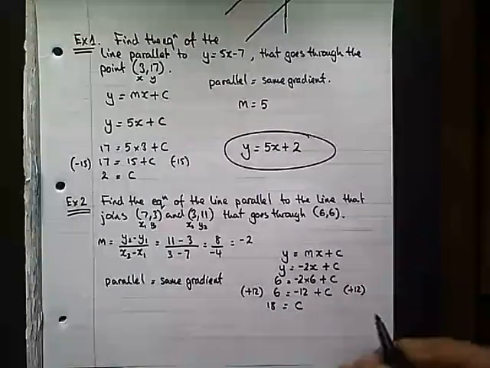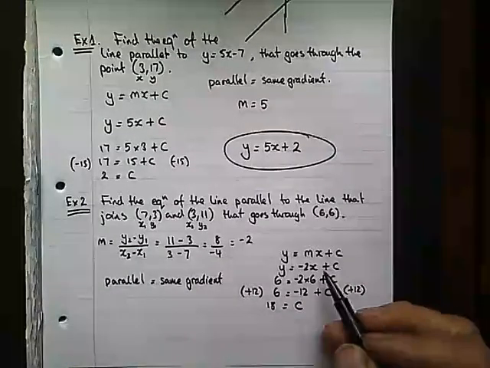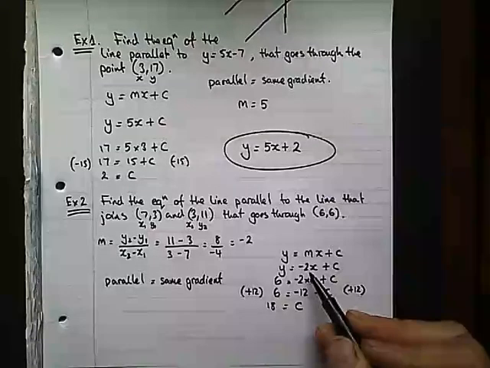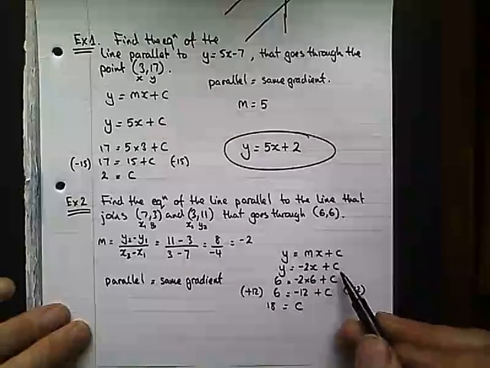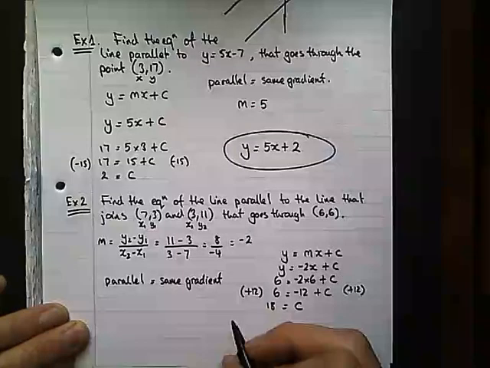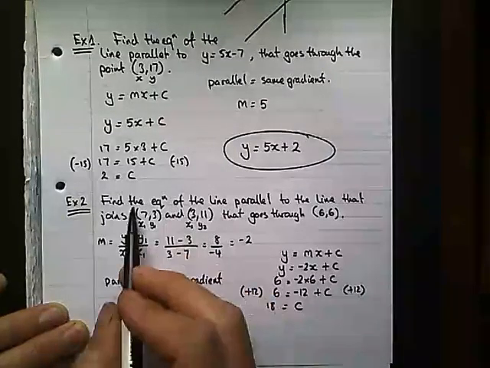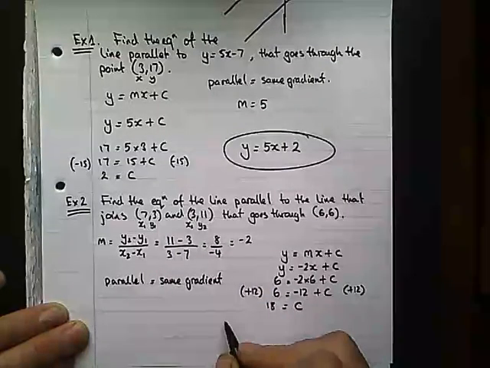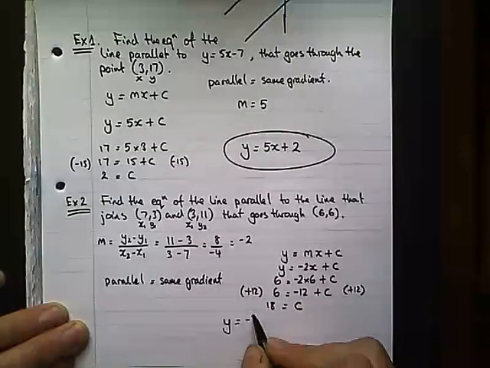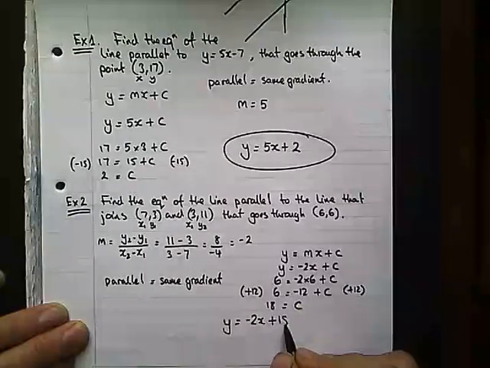So now that I've got my c value, and I've already put my m value in, which was minus 2, all I need to do now is substitute in the 18 for the c. So the equation of the line that's parallel to the line that joins these 2 points is y equals minus 2x plus 18.